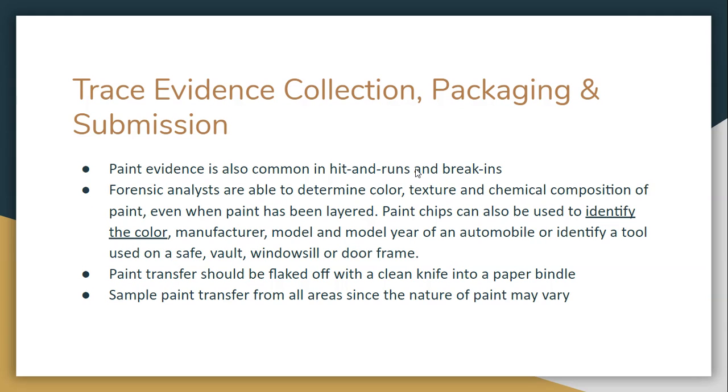Paint evidence is another type of trace evidence, very common in hit and runs and burglaries. They can look at the paint to determine its color, the texture, the chemical composition. They can look at the number of layers. They can use all this information to try to figure out who made it. They can find the make and model of the automobile that may have left it behind, or they can use paint transfer to identify a tool that may have been used on a windowsill or something for a burglary.